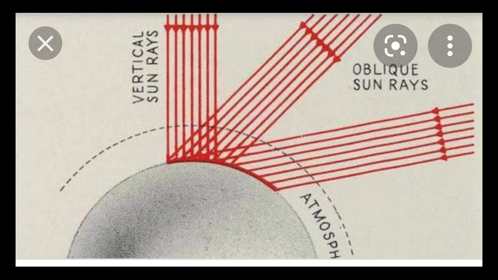Next, isotherm. What is an isotherm? An imaginary line drawn on a map joining the places with the same temperature is called an isotherm. First thing, it is an imaginary line drawn on a map, joining the places where the same temperature prevails.